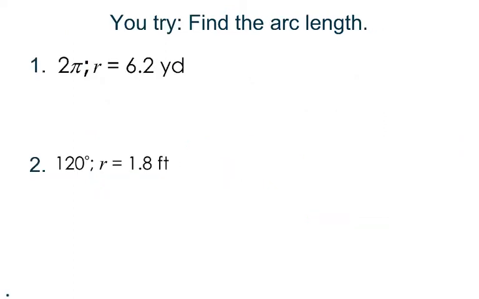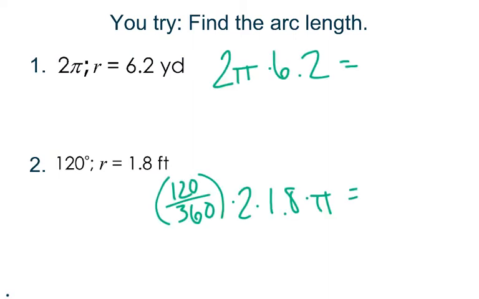Alright, I want you to try these two. So hit the pause button in 1, 2, 3. Alright, so I wrote down how you're supposed to set these up. And then you're just plugging them in a calculator. So for the first one, I got approximately 39, and then the last one, approximately 3.8.